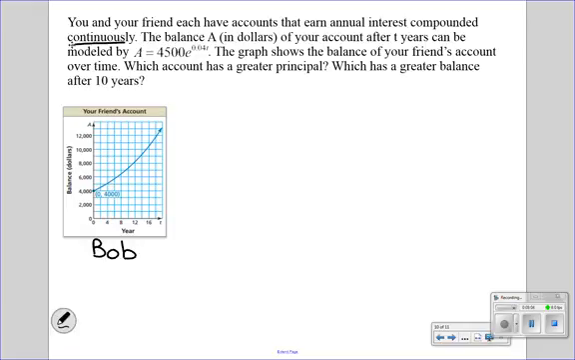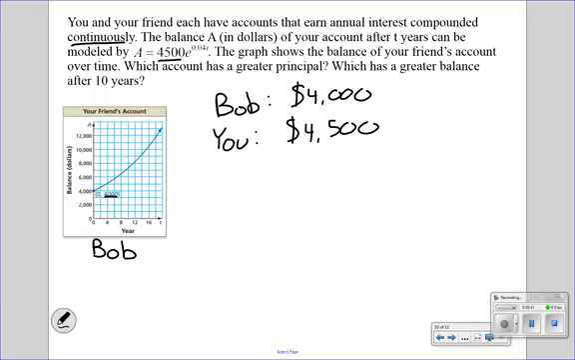Solid name. All right. So which account has the greater principal? So Bob, we'll start with our friend Bob. We can simply look at the graph. Obviously the principal would be how much money was in there at 0 years. And so at 0, we can see that our y value is 4,000. So Bob started with $4,000. Now, as for yourself, remember your bank account is modeled by the equation given. So you started with $4,500 because that value in our equation is our principal value. So you started with more money than Bob.